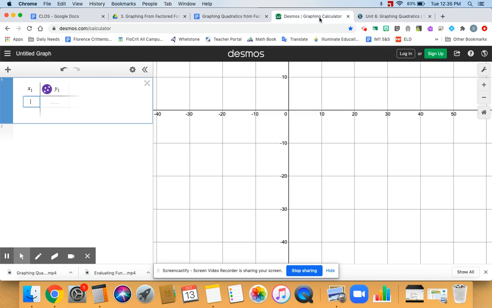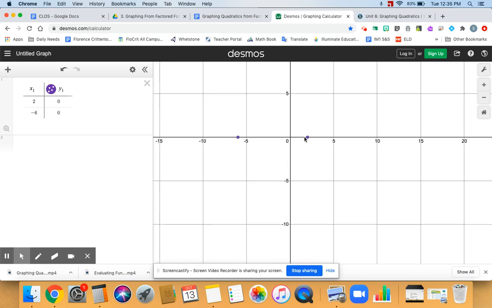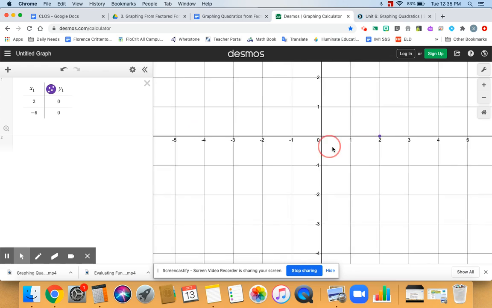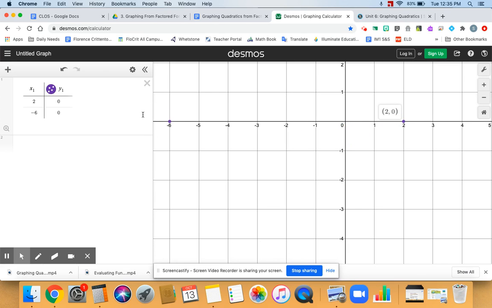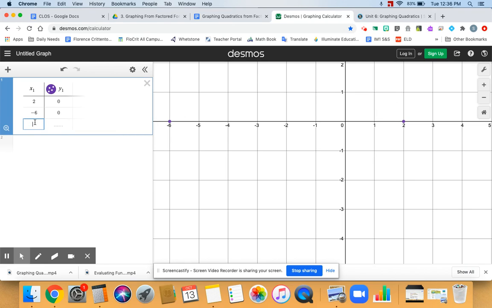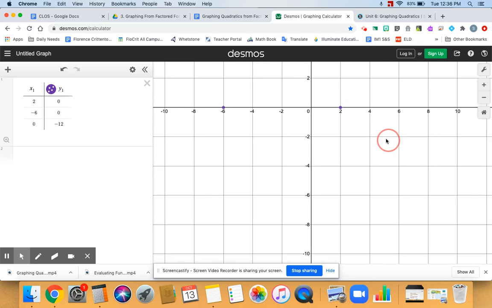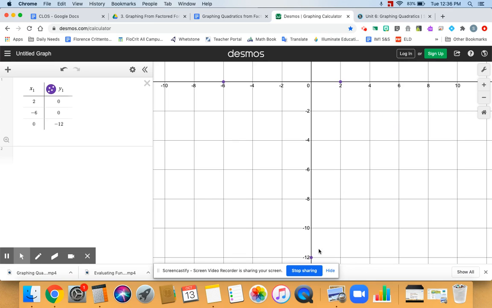So I have 2, 0, and negative 6, 0. Those are those 2 points right here. What if I zoom in? Now this scales by 1. So here's 2, 0, negative 6, 0. 0, negative 12. Now I can't see that point because it's too far down. This is only negative 4, so I'd have to zoom out a little bit. And now it's down here.